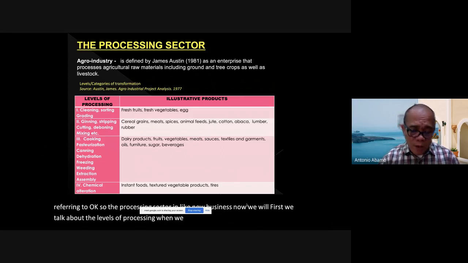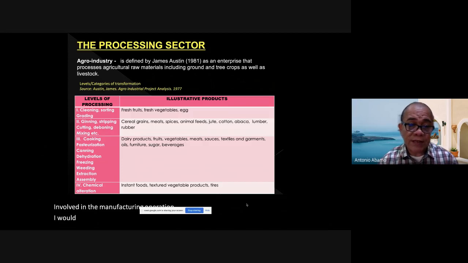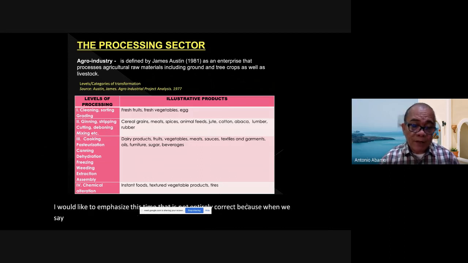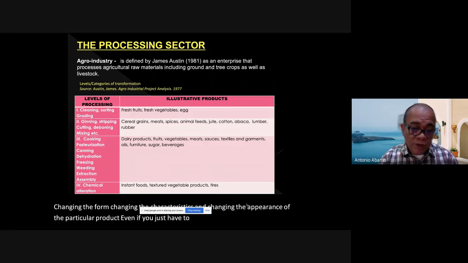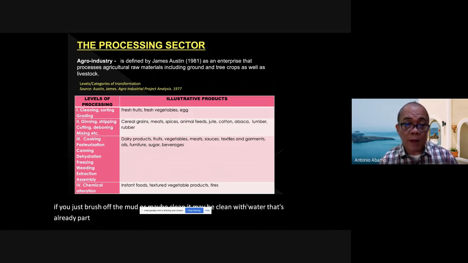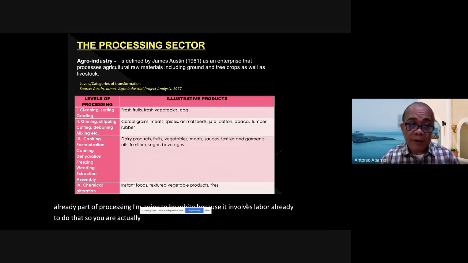When we talk about processing, more often than not, we always refer to those activities involved in the manufacturing operation. I would like to emphasize this time that that is not entirely correct, because when we say processing, it involves changing the form, changing the characteristics, and changing the appearance of the particular product. Even if you just have to clean it from its raw form, even if you just brush off the mud or clean with water, that's already part of processing. Actually, why? Because it involves labor already to do that. So you are actually preparing the product for more value addition in the market.